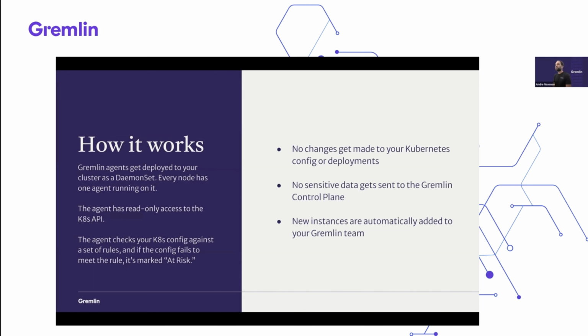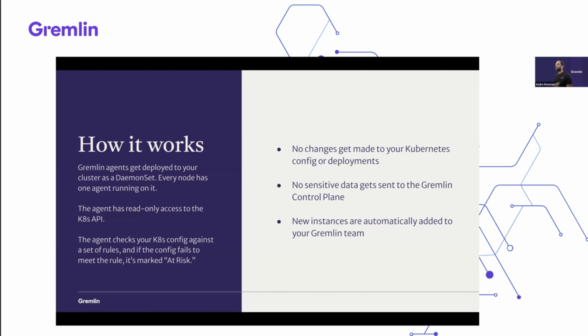And the way our agent works is that it can access the Kubernetes API, but it's read-only. We're not interested in modifying any part of the cluster or reading secrets or anything like that. All we're doing is evaluating the configuration and seeing which services that you've added to Gremlin, how they're configured, and if there are any risks inherent in them.